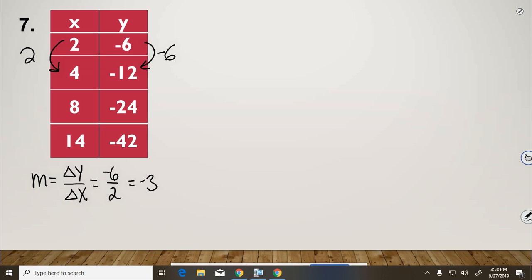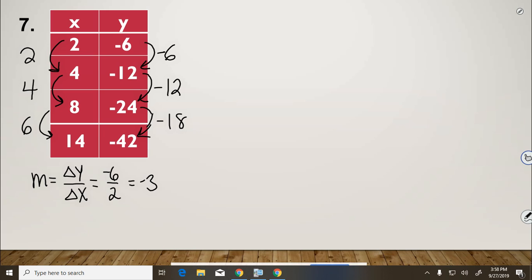which winds up being equal to -3. Now, let's make sure this works in other parts of the table so we can be sure that it actually is a linear function. So if we go from -12 to -24, we're going down 12, and 4 to 8, we're going up 4, and -12 divided by 4 is -3. If we tried one more, -24 to -42 is going down, I can't do the math in my head right now, so I'm going to flip it around. This is 8, it's going down 18, and 8 to 14 is going up 6, and -18 over 6 is -3.